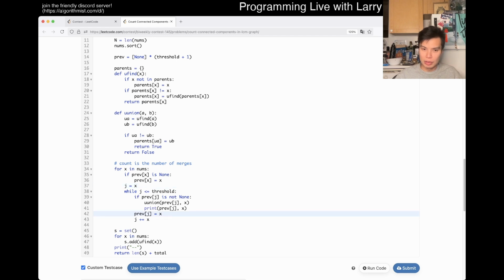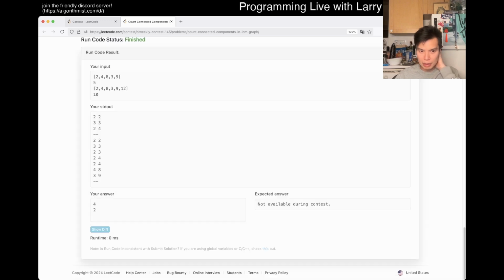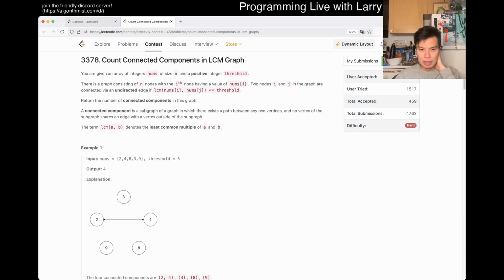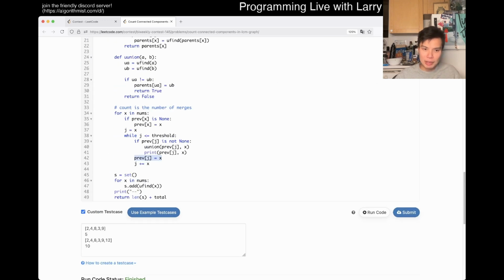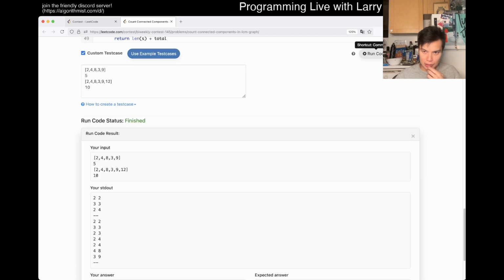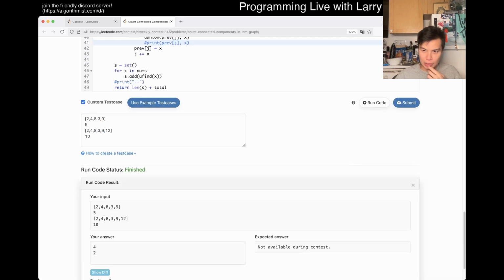Oh, and also, I guess this is fine because we already union it, maybe. But 4 and 2, can I prove this? I will not be surprised if this was incorrect because I don't know that this makes sense enough to me. But it's a YOLO submit.